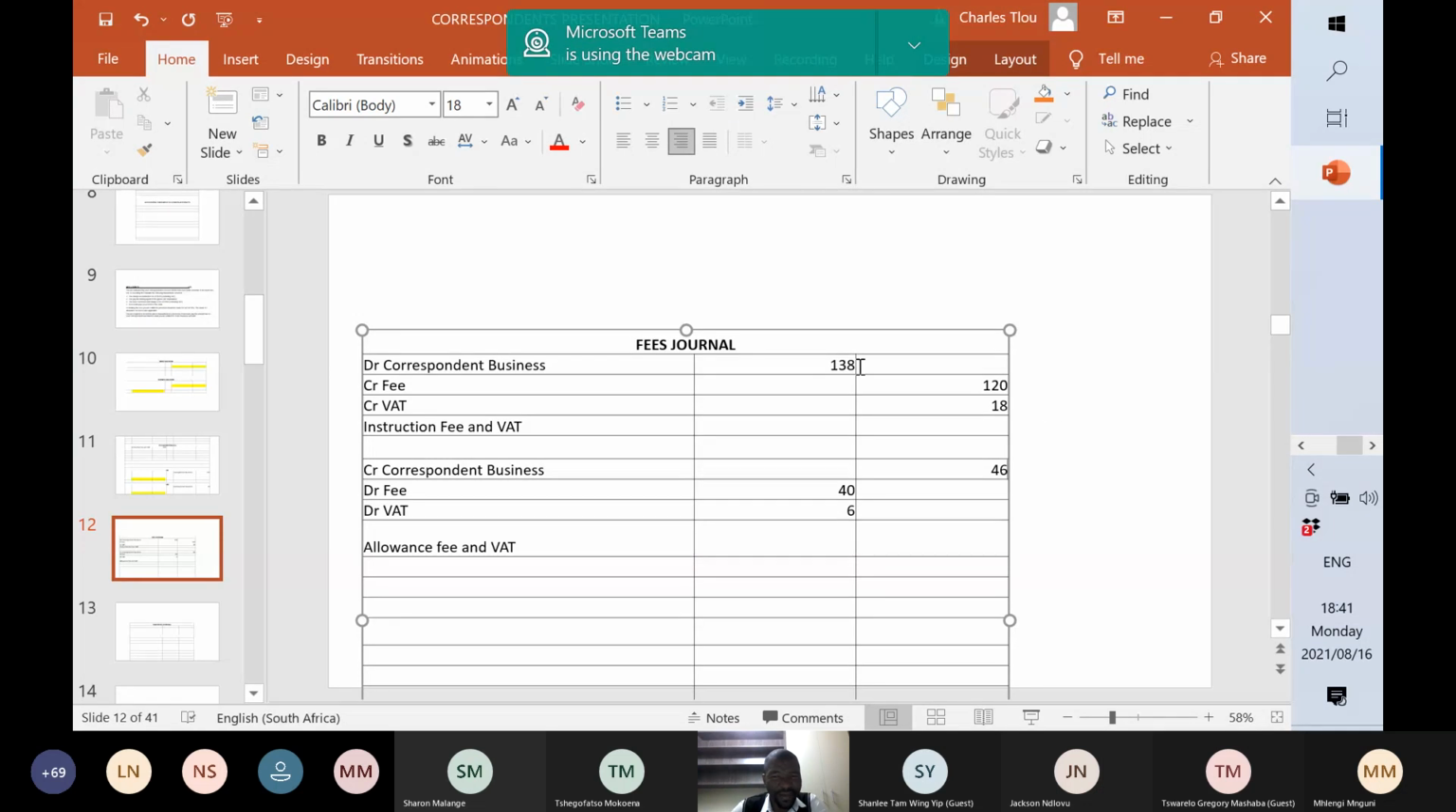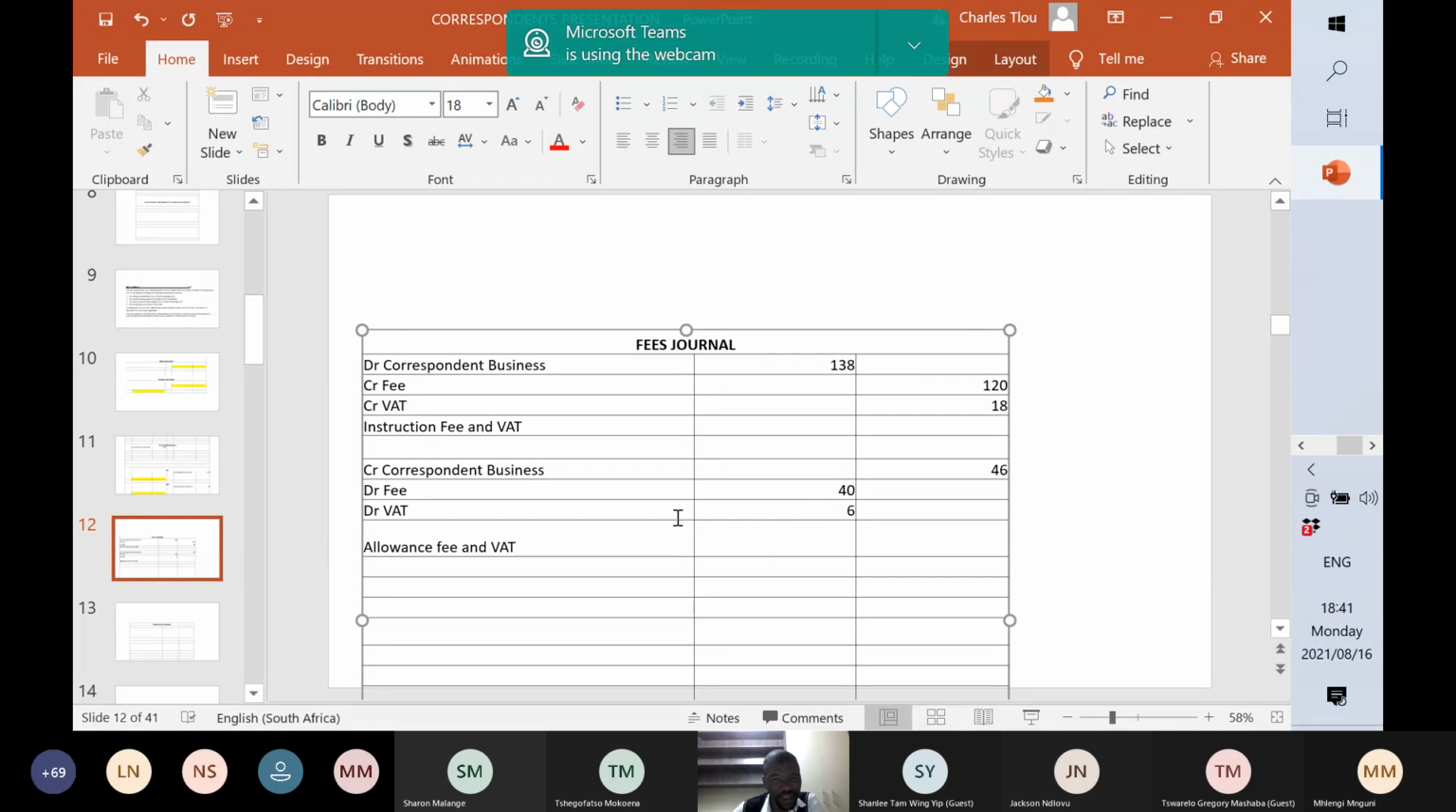Now, if you take 138 divided by 3, it will give you 46 rand. Divide 120 by 3, it gives you 40. Divide 18 by 3, it gives you 6 rand. So that is how you give the allowances.